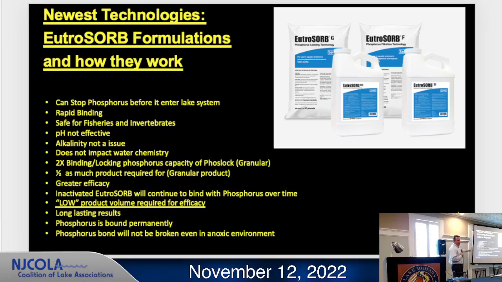It's got great efficacy. It is targeting phosphorus only, just like lanthanum, just like Phoslock. It only wants to grab the phosphorus. If it hasn't touched any phosphorus, it will stay active for its entire life trying to grab phosphorus. It's long lasting, and the bond is just like Phoslock. It will bind the phosphorus permanently, even on the bottom in an anaerobic environment.